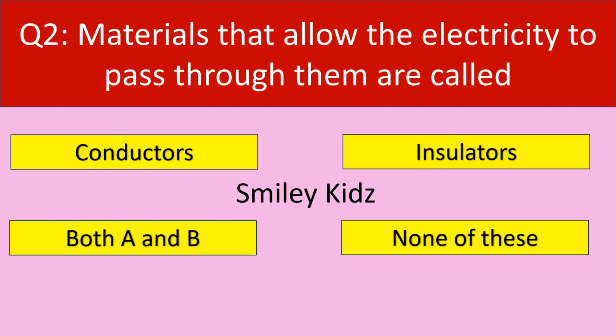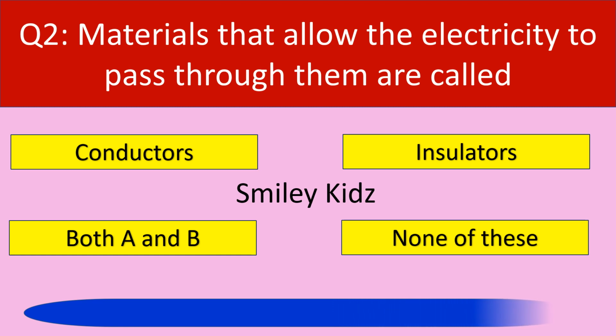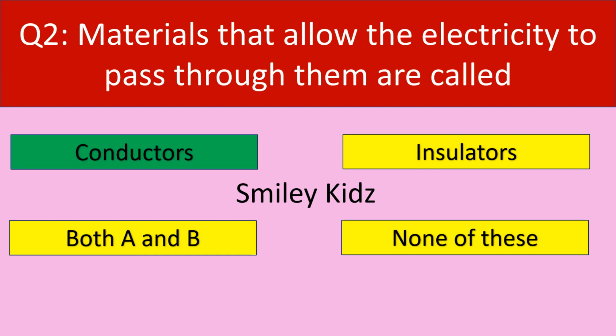Question number 2. Materials that allow the electricity to pass through them are called. Options are conductors, insulators, both A and B, none of these. Your time starts now. The correct answer is conductors. Materials that allow the electricity to pass through them are called conductors.